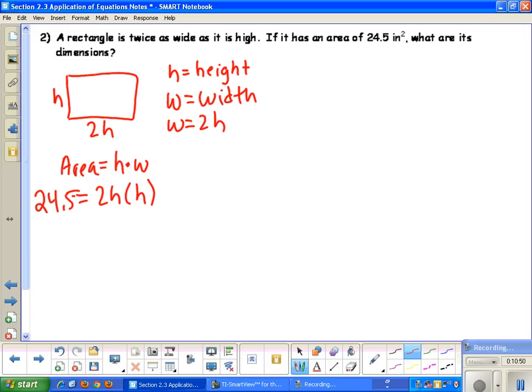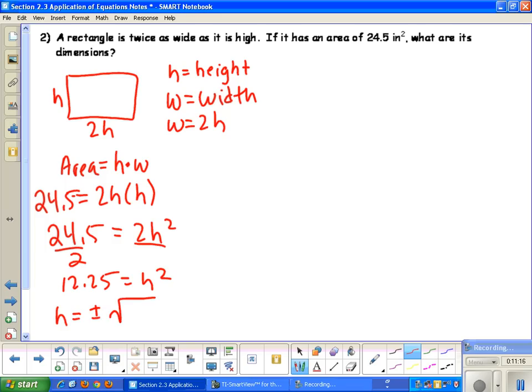Now all I have to do is solve this equation, so I have 24.5 equals 2h squared. This is a pretty simple quadratic equation, so rather than plugging it into my calculator, it would be easier just to solve by dividing both sides by 2, so you get 12.25 equals h squared, and then taking the square root of both sides. Remember, when you take the square root, you have to do plus or minus, so h is equal to plus or minus the square root of 12.25.